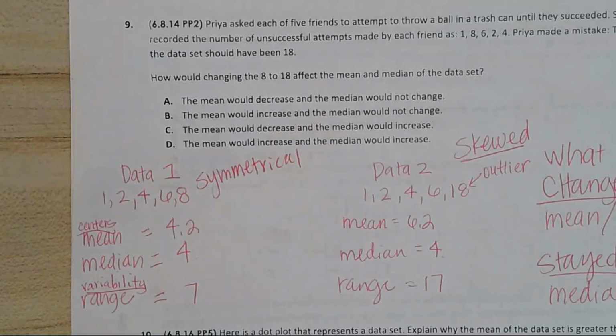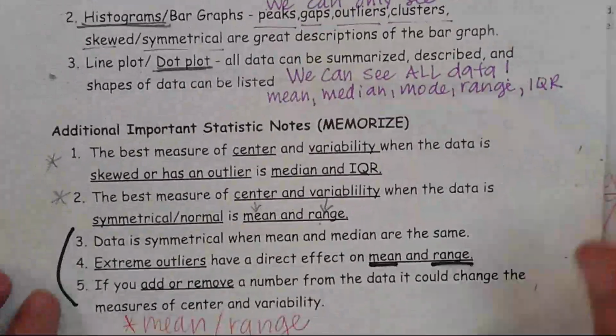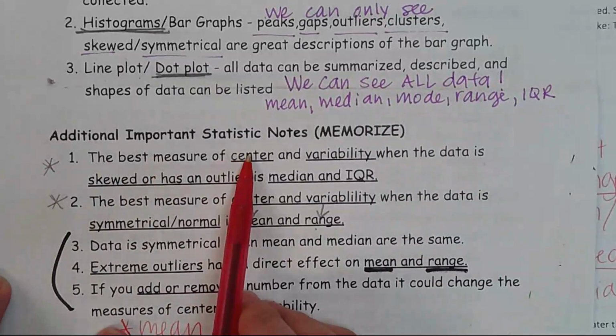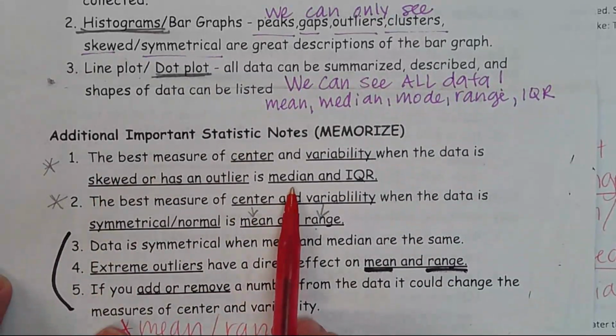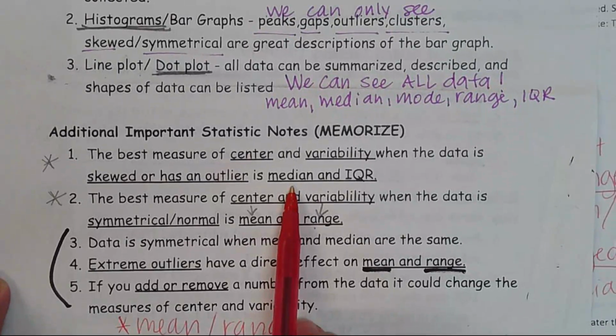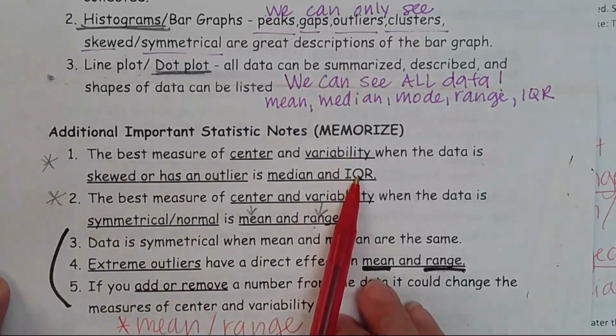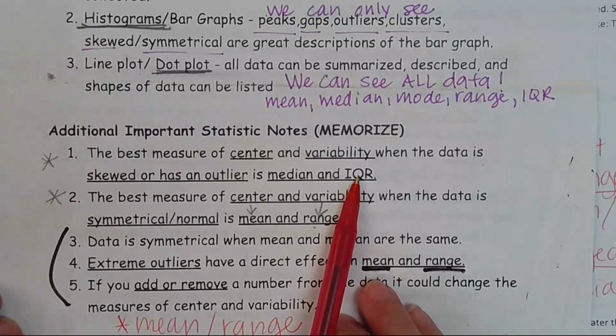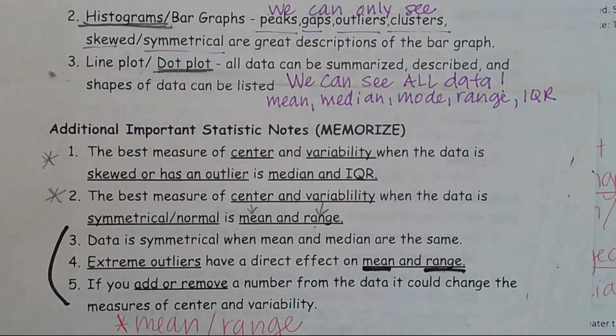So again, looking back at this, the best measure of center when it's skewed would be what? Median, because it basically stays the same. The best measure of variability would be IQR, because it's talking about the inside of the data.